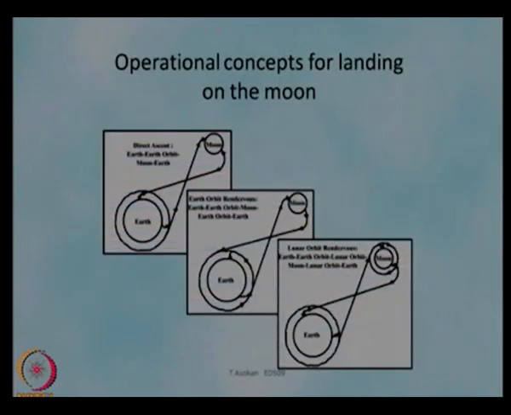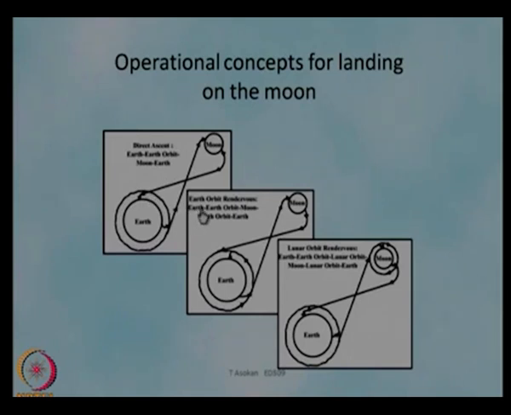For example, if you take the operational concept for landing on the moon, it is again a very top-level concept. We can have different concepts to do this. We can have a direct ascent method, where the mission will start from the earth, go around the earth, and then take off to the moon directly from the orbit, land directly on the moon, then take off from the moon and come directly back to the earth. So, this is one way of doing it, a direct ascent.